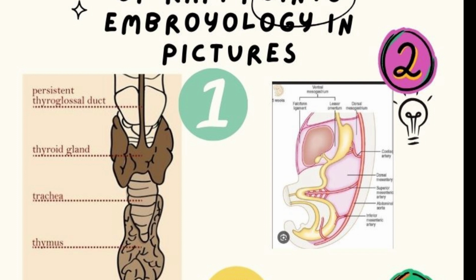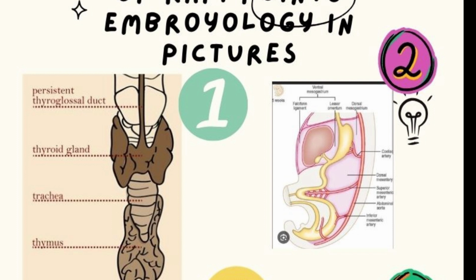Another case-based scenario is a child presented with midline swelling below the hyoid bone since 2 months after birth. The answer is going to be thyroglossal cyst, which is a midline swelling below the hyoid bone, as shown in the image. Now let's move to the second image.